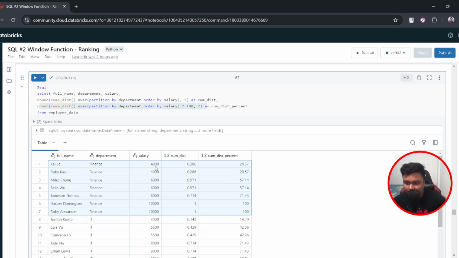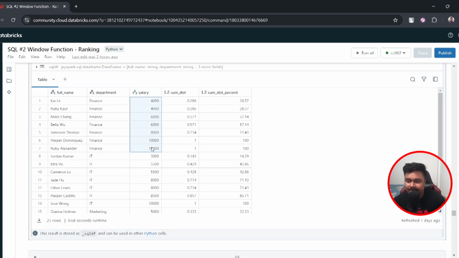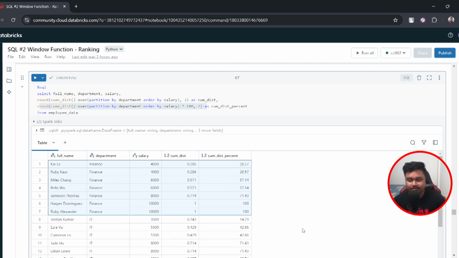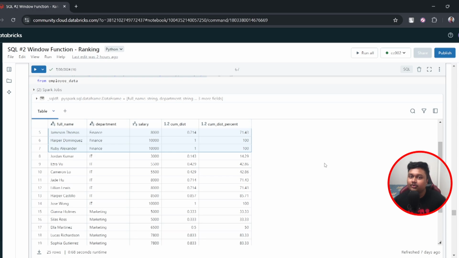So just look at the finance data. Here we have 4,000. If you notice, the example I gave you is similar to the salary structure we have in the finance department. And as we discussed, there is 28.5% cumulative distribution value for salary 4,000. Similarly, 10,000 is the last one, so it has 100% cumulative distribution. So I hope you understand how you calculate cumulative distribution and how it looks in the SQL query as well. Now let's check out some questions.